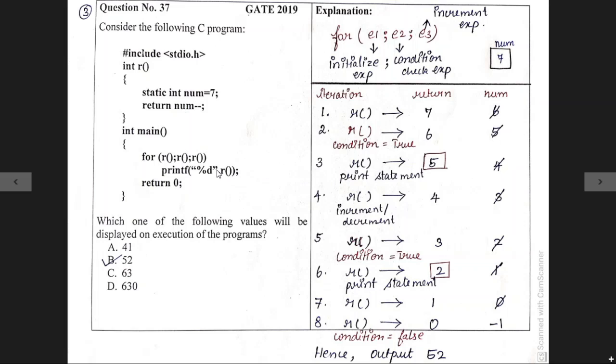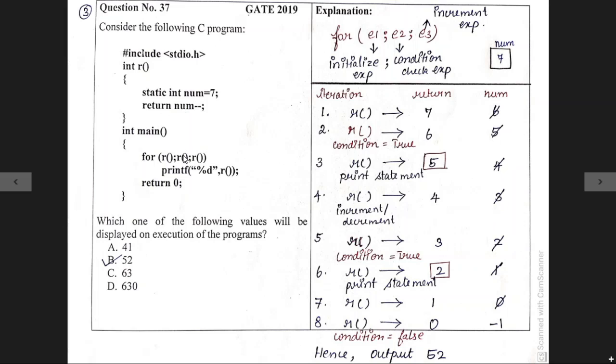After completing this statement, the control moves on to the increment or decrement expression. Again in that expression we have the R function. So control moves on to the actual definition. Now the static variable contains the value 4, so it returns 4 and decrements to 3. After coming back it will check the condition. In the condition expression again the R function calls the called procedure. Inside the function, finally the num value is 3, and 3 is returned and decremented to 2.